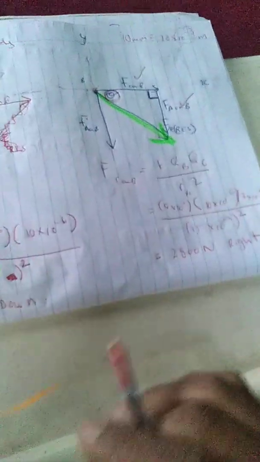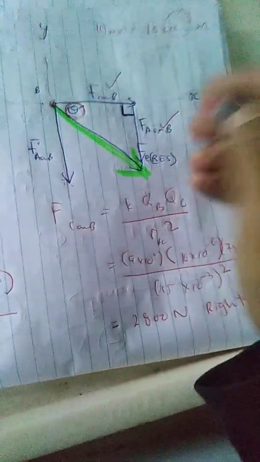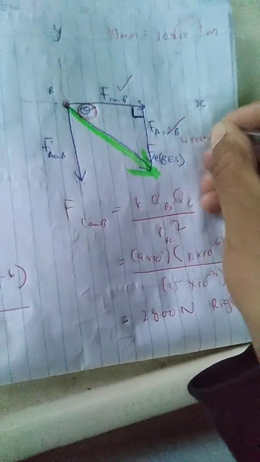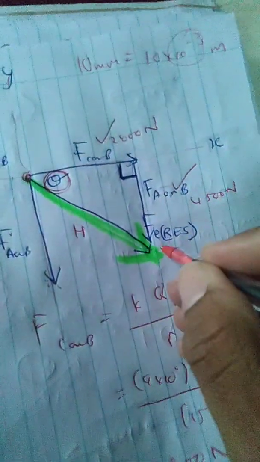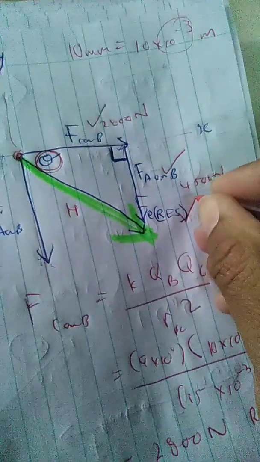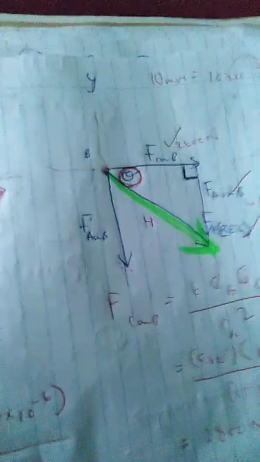I'm going to pause for Maghrib, but alhamdulillah, we calculated this force, which is 4,500 newtons, and this force, which is 2,800 newtons. Now we can use Pythagoras theorem to get the hypotenuse. Using Pythagoras theorem, we're going to get the resultant force. Then I'm going to show you how to get that angle to get the final answer.